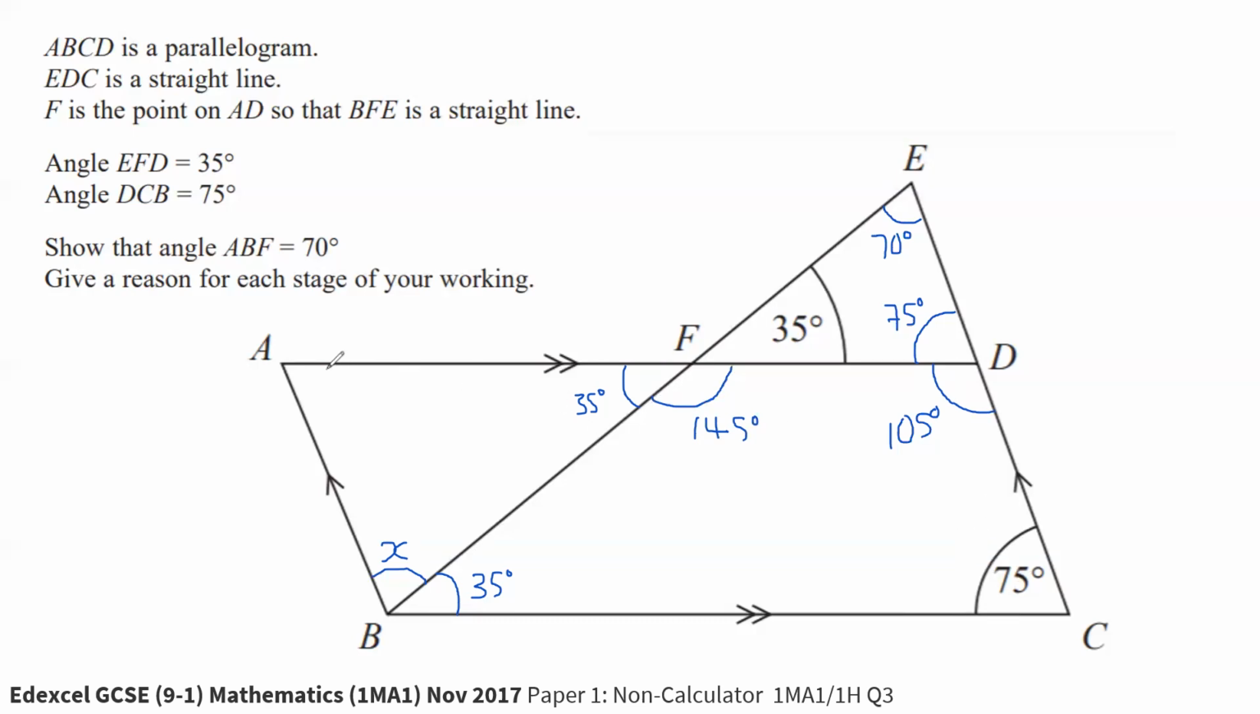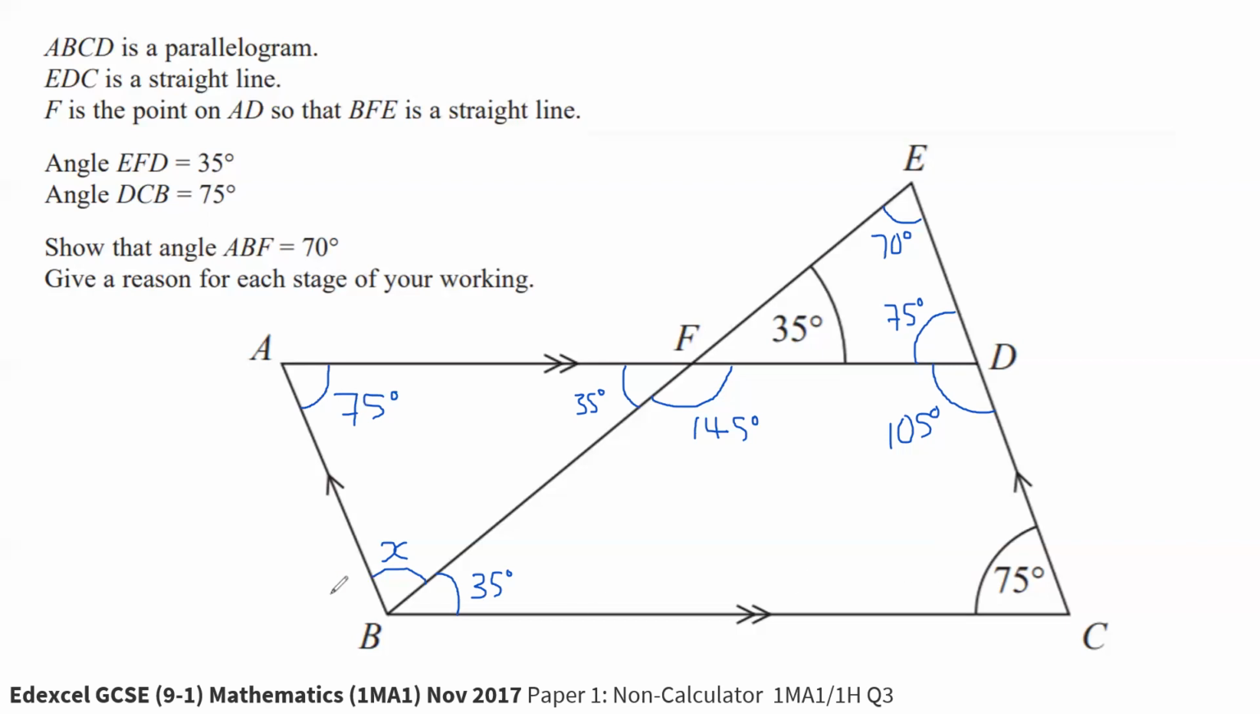Now let's have a look at this angle here. One of the tricks of knowing about parallelograms is that the opposite angles are always equal. So we can work out that this angle is also 75 because it's opposite. So FAB. We've got this parallelogram ABCD, and this angle here is equal to this angle here, because in a parallelogram, the opposite angles are always equal.